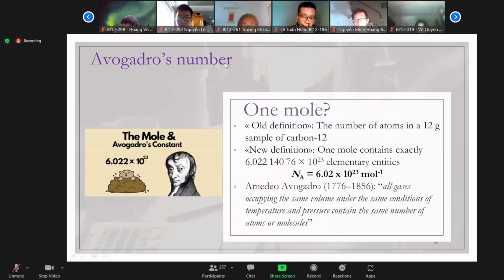And this is what Avogadro said: that all gases occupying the same volume under the same conditions of temperature and pressure will contain the same number of atoms or molecules. So no matter what the gas is, if they occupy the same volume and the conditions of temperature and pressure are the same, then they have the same number of atoms or molecules. This simplifies a lot of things here.